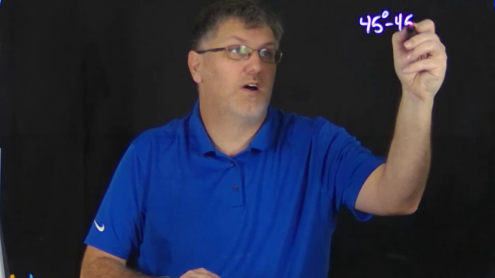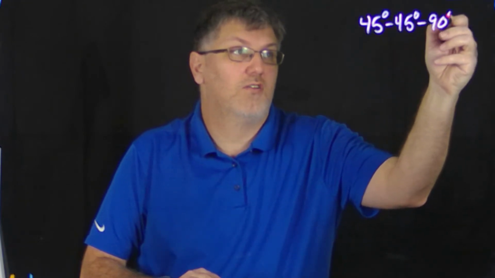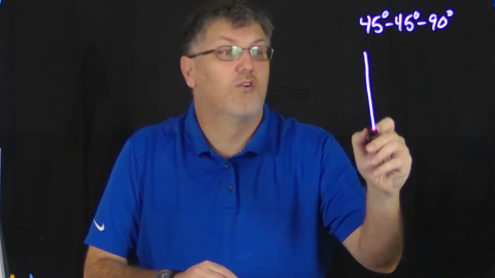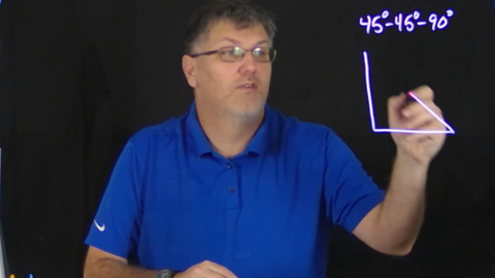All right, so I'm gonna go ahead and explain the special right triangles. The one for right now, we're going to do the 45, 45, 90 triangle. It's also known as an isosceles right triangle. That means two of the legs are going to be the same. So we have our right triangle right here.